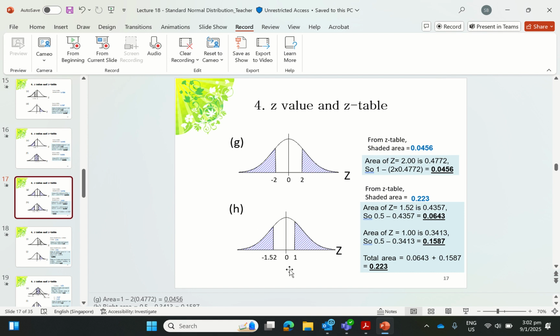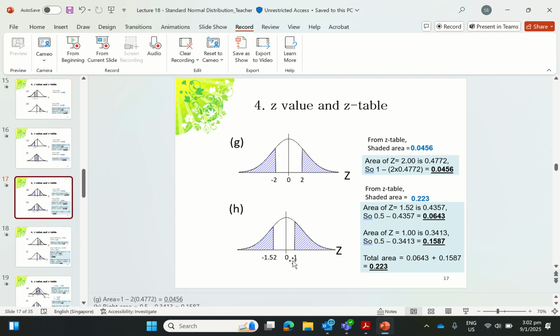For this case here, both right and left are different values, so you have to do them one by one. You do the right side first, or you do the left side first, then you do the other side. In this case, they do 1.52 first. If it's 1.52 and you use the Z table, you get 0.4357. But this is the inside area. So if I want this outside area here, I have to subtract from 0.5. So I get 0.0643.